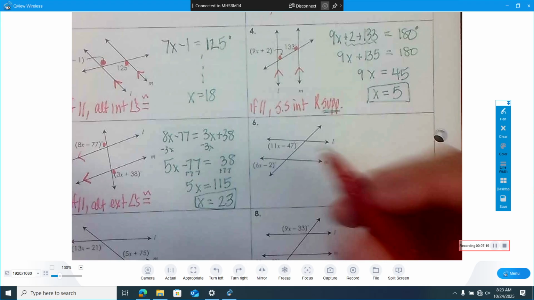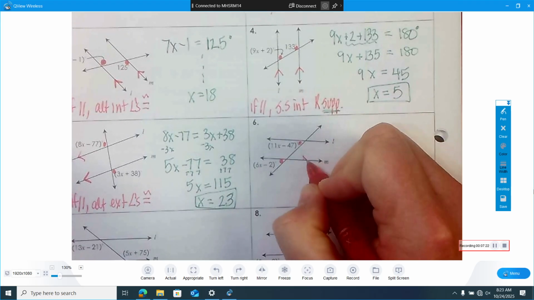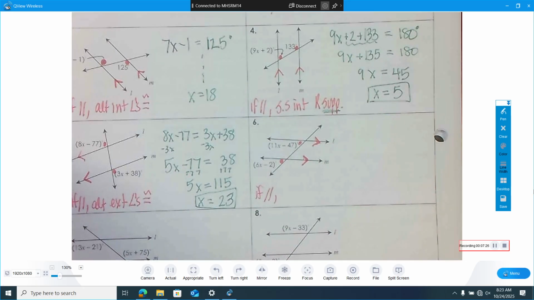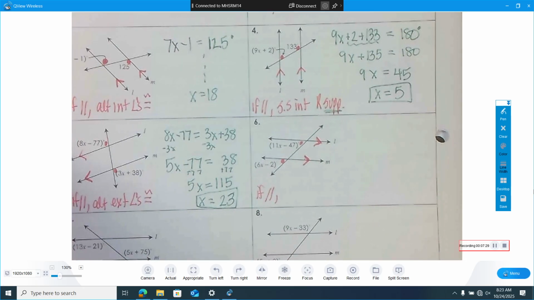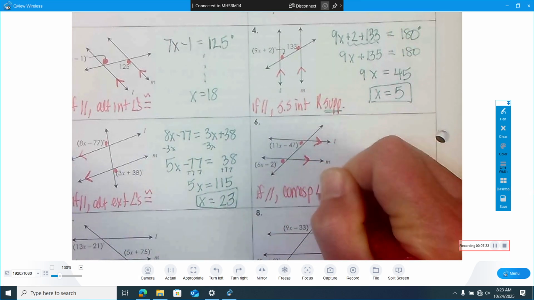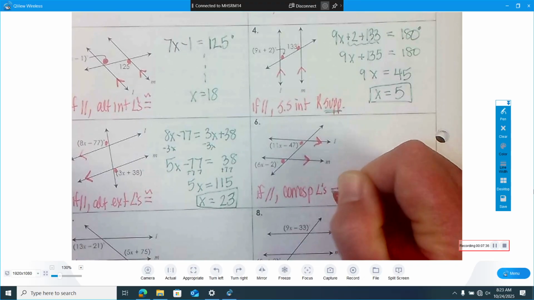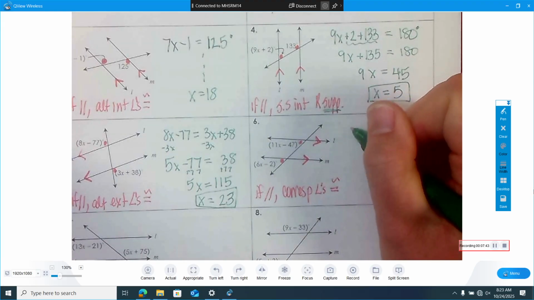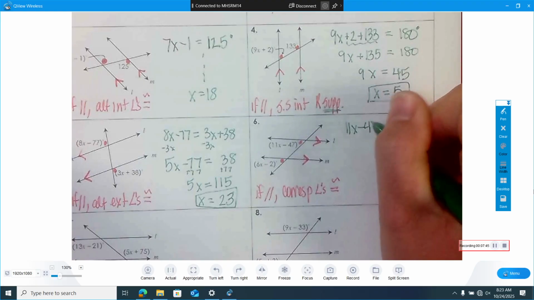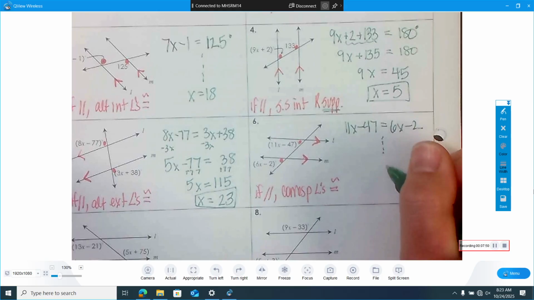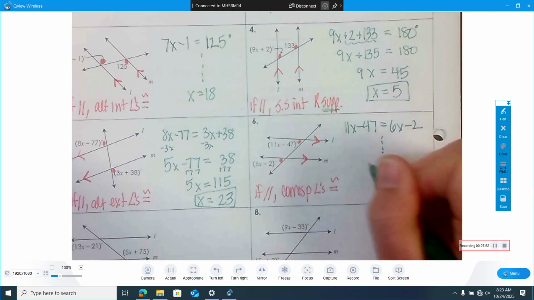All right, looking here, again, we have a couple parallel lines. If parallel, what kind of angles are these? Same side. Ooh, corresponding, very good. Corresponding angles are congruent, very good. Corresponding angles are congruent. What's our setup? 11x minus 47 is equal to 6x minus 2. Beautiful. And then we could solve, and if we solve, we're going to end up getting x equals 9.